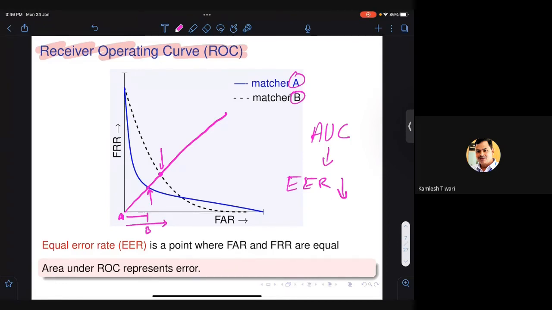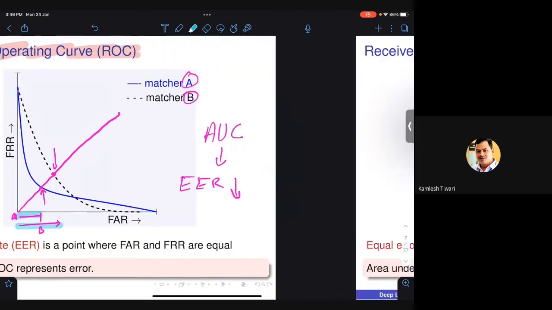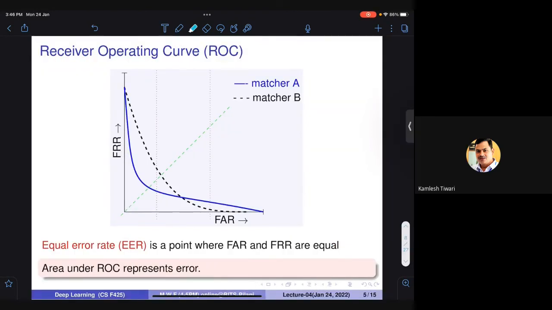Based on the equal error rate, if multiple systems are shown to you, you can find out which system is better. Definitely system A is better because it has this much equal error rate. However, system B has this much equal error rate. The system having the lower equal error rate is going to be the better one.